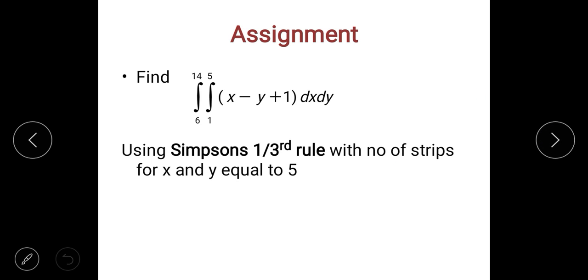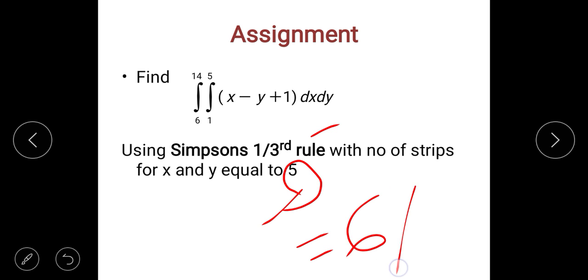You can try this example. Here the number of strips is 5. First of all, check whether we can apply Simpson's 1/3 rule. If we are not able to apply Simpson's 1/3 rule, instead of 5, we can take it as 6 or 4.